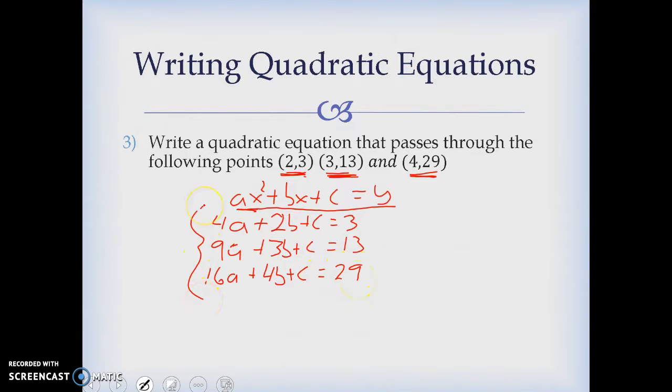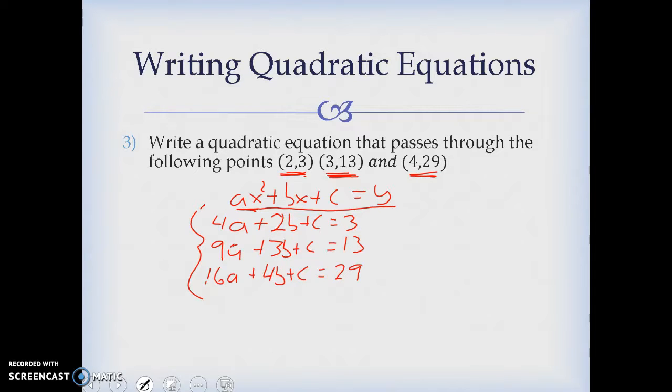So you see what we have here is a system of equations. And we could solve that system of equations really now 3 different ways. We can use substitution, we could use elimination, and we can use matrices.